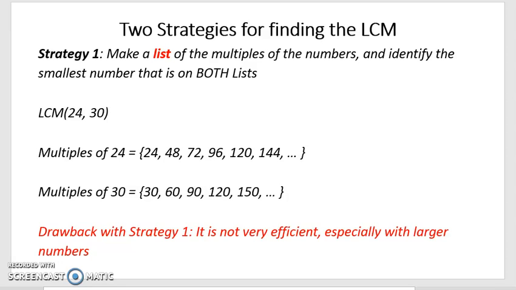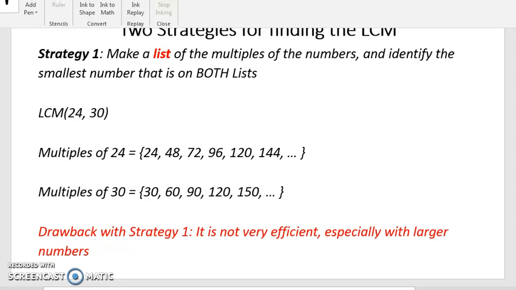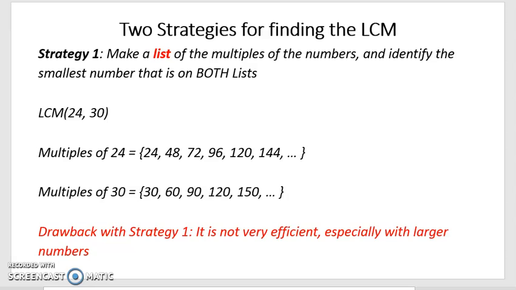So let's focus on a couple strategies for finding the LCM. Strategy 1 is kind of grunted out, if you will: just make a list of the multiples of both numbers. Now, obviously, there's an infinite number, but there is a limit to how far you're going to need to go in finding the multiples. So, the LCM of 24 and 30.